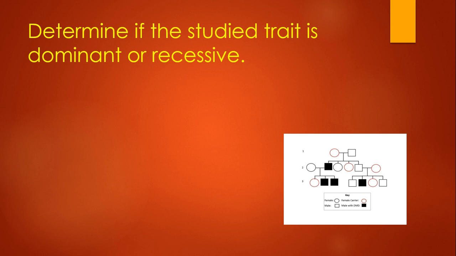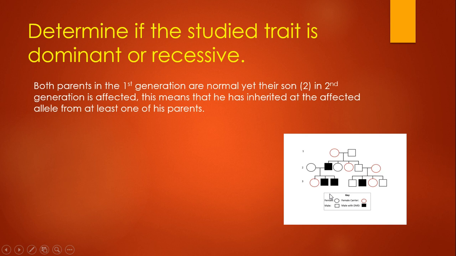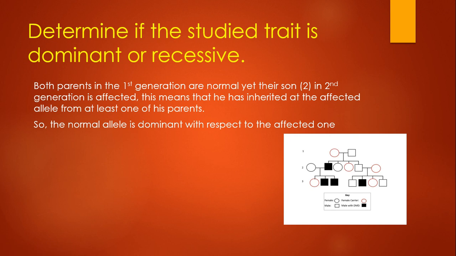As we said before, usually we have to take a look into two phenotypically normal parents having diseased children, as the ones we can see in the first generation having this diseased child, or in the second generation having this diseased child. Because both parents in the first generation are phenotypically normal, however their son number 2 in the second generation is affected, this means that he definitely has inherited the affected allele from at least one of the two parents, and this means that the dominant allele is the normal one, which is dominant over the recessive diseased allele.